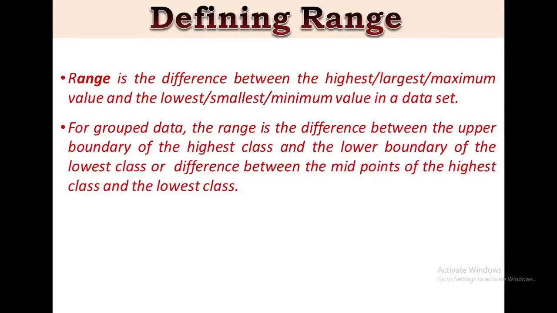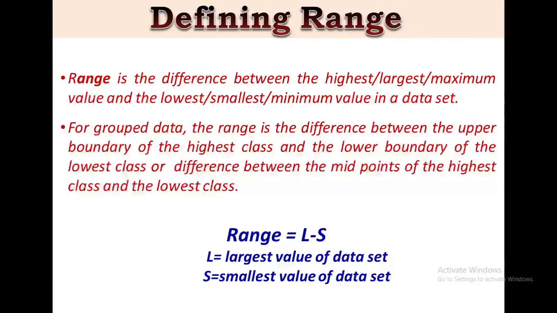It can also be calculated by using the difference between the midpoints of the highest class and the lowest class. It is the simplest measure of dispersion, and it gives a general idea about the total spread of the observations. Range can be calculated as range equal to L minus S, where L stands for the largest value of the data set and S stands for the smallest value of the data set.